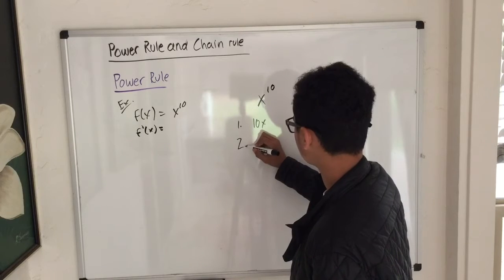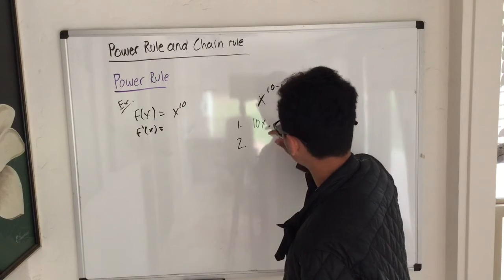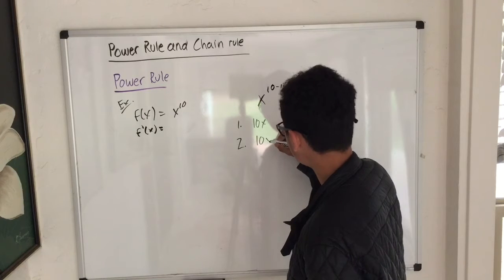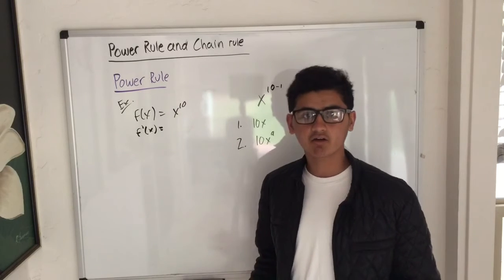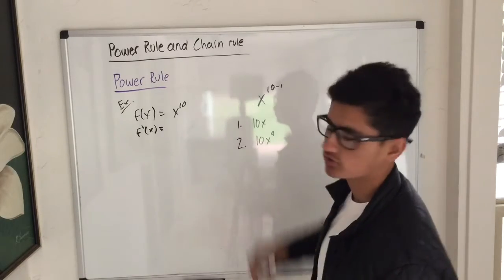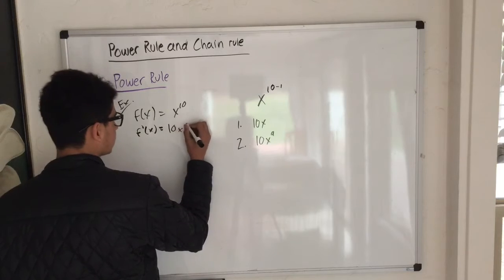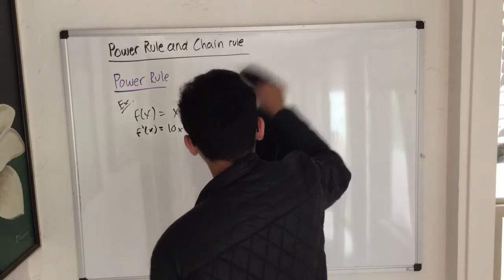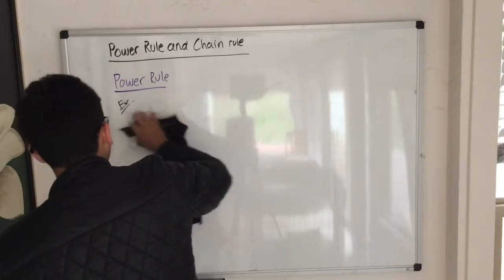Next step, we're going to subtract 1 from the first exponent, and that's going to be our new exponent. So, if you do that, it's going to be 10x to the power of 9. And that's it. That's literally all the power rule is. And it's going to be very useful when we're using the chain rule too, but we'll get into that in just a second. So we can write our solution as 10x to the power of 9. Now, let's go over a few more examples so we have our fundamentals right on this power rule.